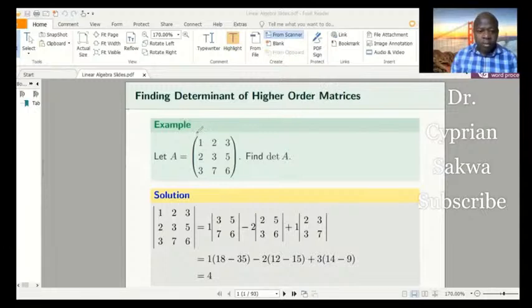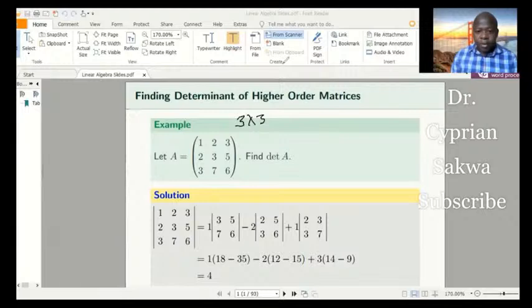Let's look at how to find the determinant of higher order matrices. So we begin with finding the determinant of a 3 by 3 matrix, and then we generalize this knowledge to higher order square matrices. For example, I look at how to find the determinant of a 4 by 4 matrix, and then you understand that it's just the same way. So we just generalize the knowledge that we'll have acquired in the 3 by 3 matrix.